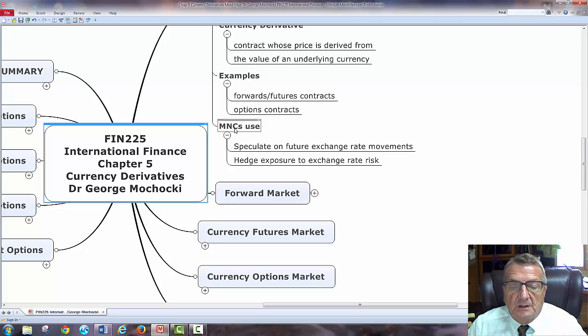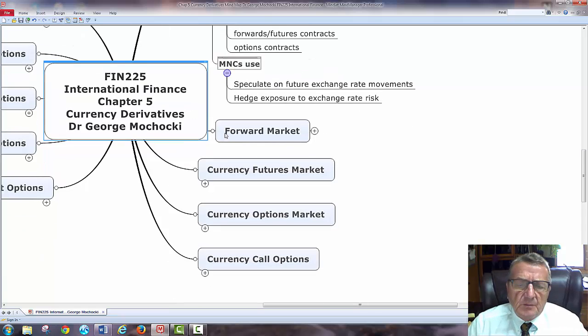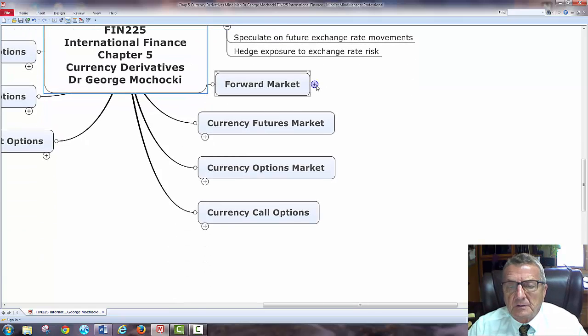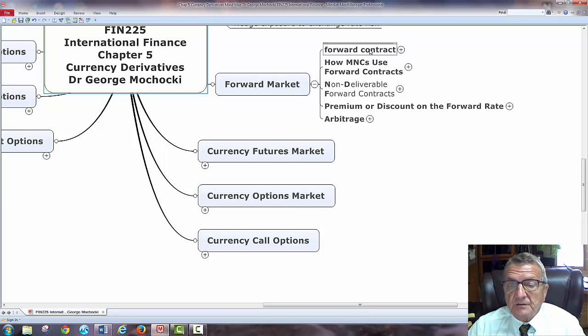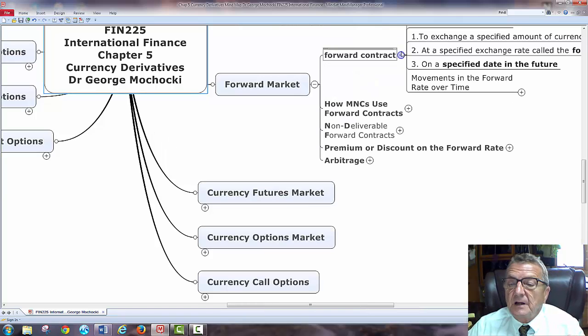Okay, so MNCs, multinational corporations, speculate on future exchange rate movements because I can make money on that, buy them or sell them, and hedge exposure to the exchange rates. Okay, now let's talk about the forward market. What the heck is a forward market? Now, you're going to have forward contracts. You're going to see how MNCs utilize the forward contract, what a non-deliverable forward contract, or NDF as the author calls it, is, and premium or discounts on the forward rate, and arbitrage.